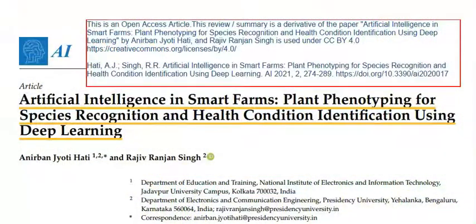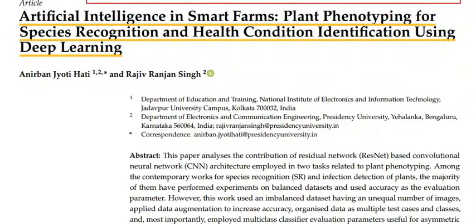Artificial intelligence in smartphones, plant phenotyping for species recognition and health condition identification using deep learning. This paper analyzes the contribution of residual network, or ResNet, based convolutional neural network, or CNN, architecture employed in two tasks related to plant phenotyping: species recognition and infection detection of plants.